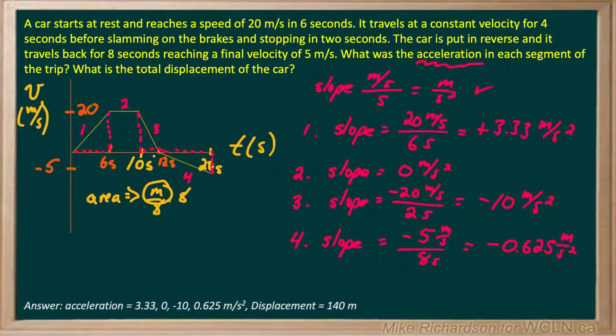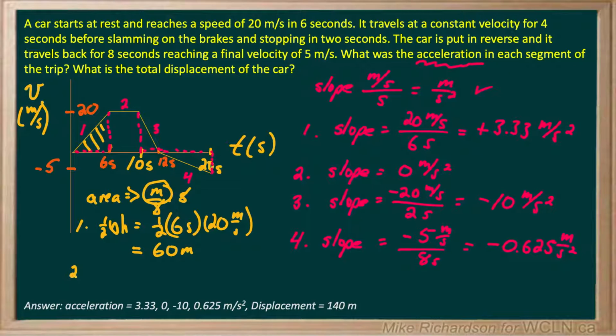Now any area that's above the x-axis, which in this case is the time axis, is going to be a positive displacement, which makes sense because my velocity is positive. I should be moving away from the origin. And any area below, when my velocity is negative, will give me a negative displacement. I'm coming back towards where I started from. So let's do region 1. Region 1, I've got a triangle, which is 1/2 base times height, which is 1/2 6 seconds times 20 meters per second. So area 1 will be 60 meters.